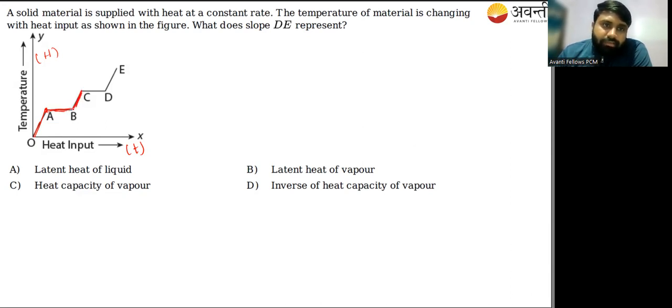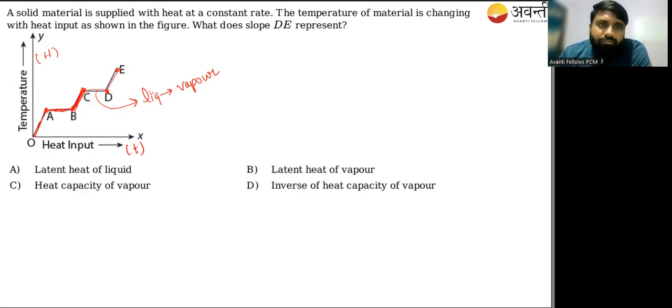From B to C, at B the complete solid has melted into liquid. Now the temperature of the liquid starts rising from B to C, and at C it has reached its boiling point. Now from C to D, this liquid is converted into vapor. Okay. And at D, finally, all the liquid is converted into vapor.